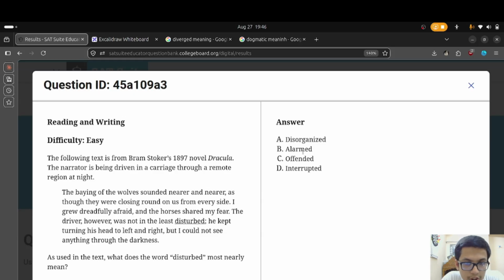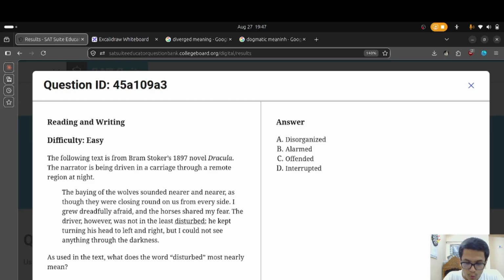The least disturbed, or we could say alarmed. This might be similar, like the alarmed one, or the disorganized. Okay, disorganized. Least disorganized. Disorganized means they are not organized. It does not mean that here. So the B answer should be alarmed. Why? Because the driver was still. He was not fearing. He was calm and composed.